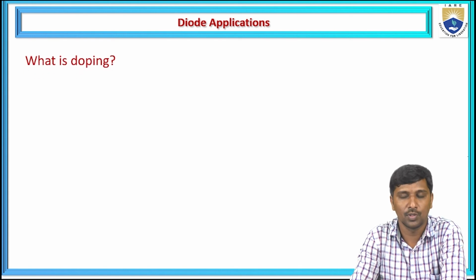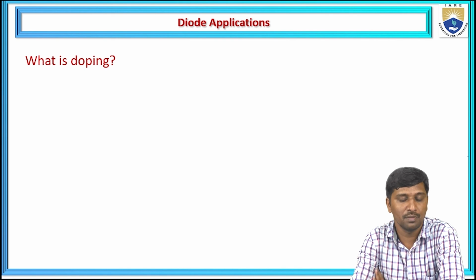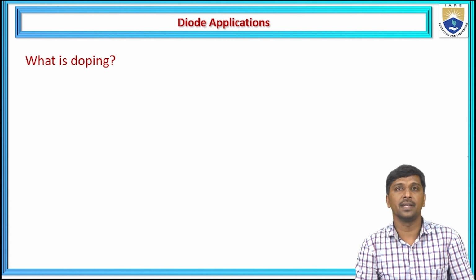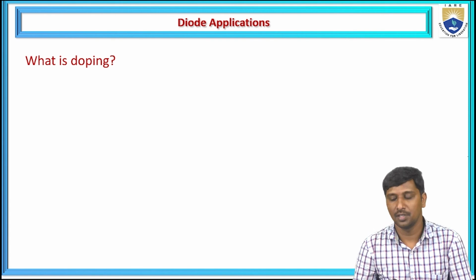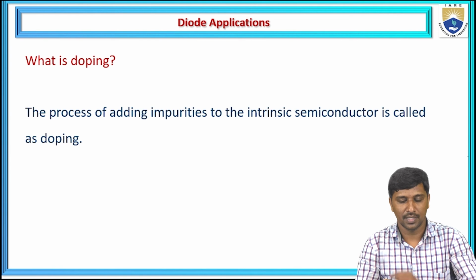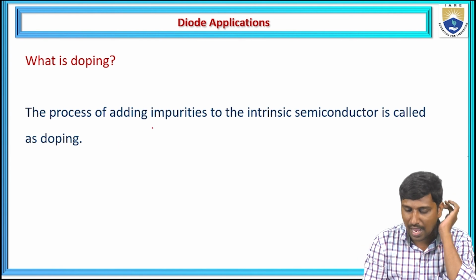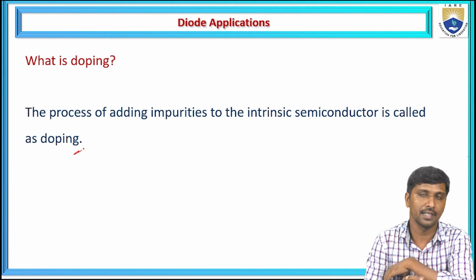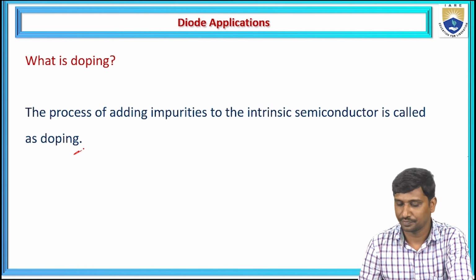The next one is, what is doping? Doping means adding some impurities to a pure semiconductor to increase the conductivity of that given material. Hence, the process of adding impurities to the intrinsic semiconductor is called doping.